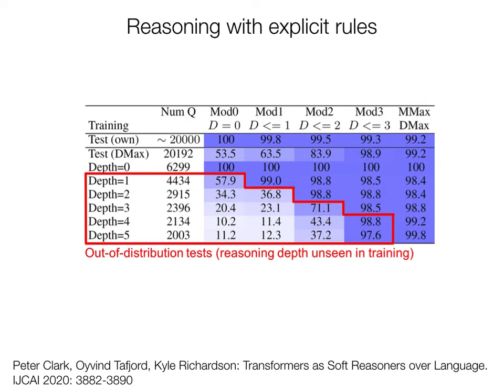Because it has been trained like that, it is able to apply these one-step inferences also on the test data, but it is not able to apply longer inference chains. But then if we go further, and in particular, if we look at this mod 3 that has seen examples that require 3 inference steps, then we can see that even in test data that require more than 3 inference steps, in particular 4 or 5 inference steps, the model is able to solve these test cases correctly as well.